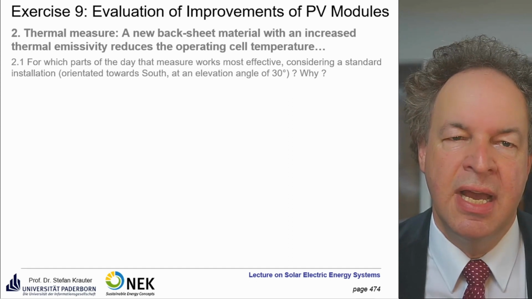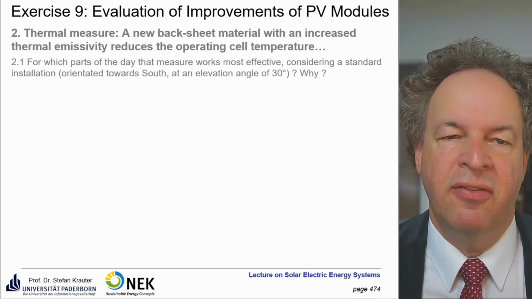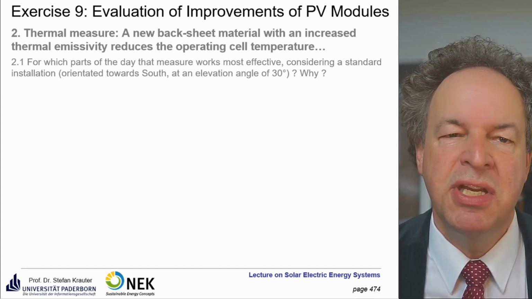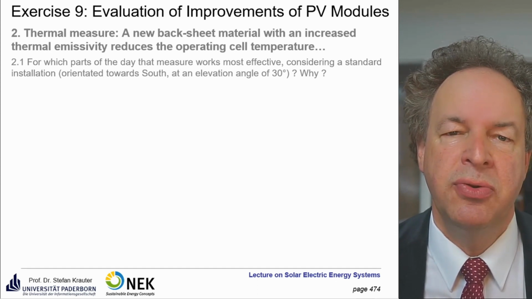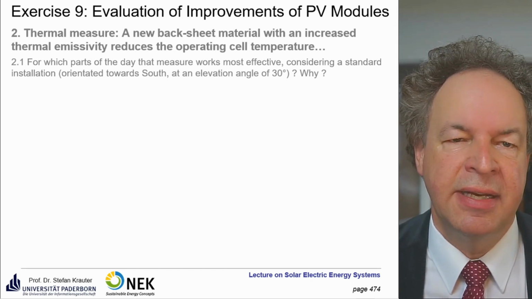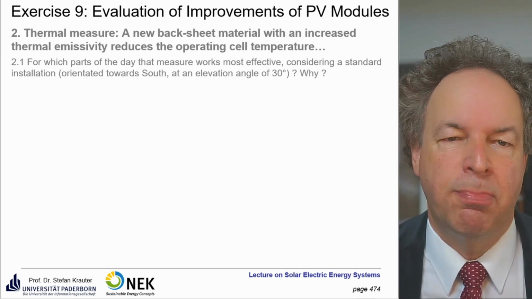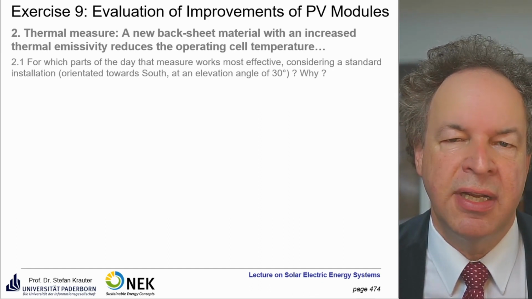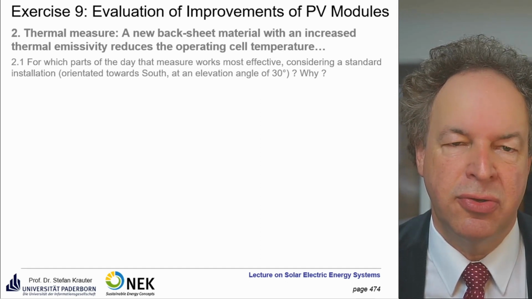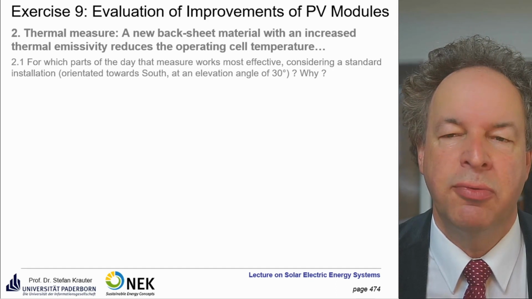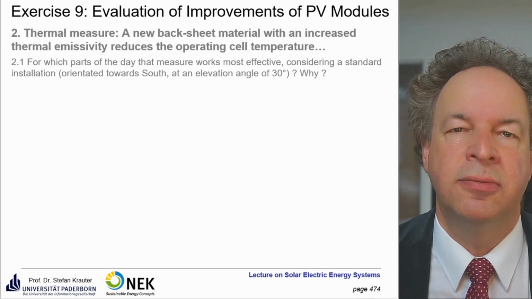Let's come to the second measure. We have a thermal measure: a new backsheet material with an increased thermal emissivity reduces the operating cell temperature by 2 degrees. And for which parts of the day does that measure work most effectively, considering a standard installation, that means also oriented towards south at an elevation angle of 30 degrees? And why is that so?